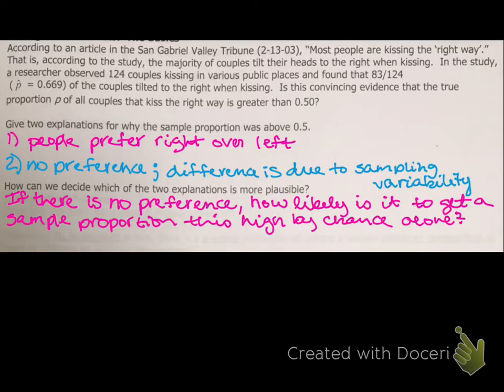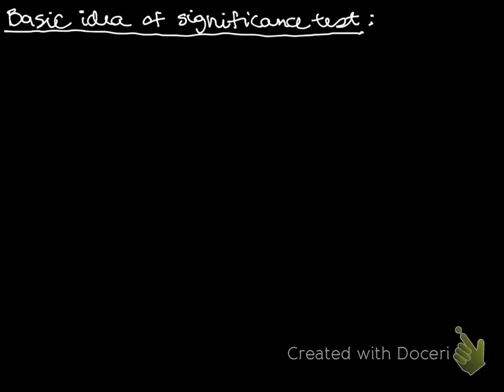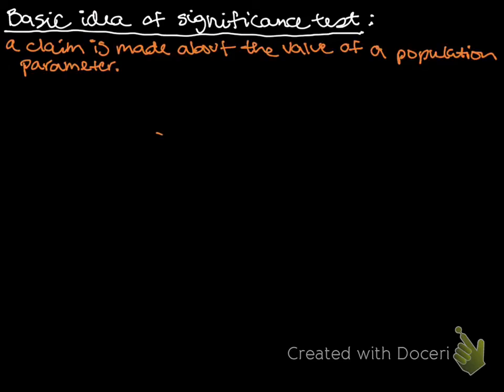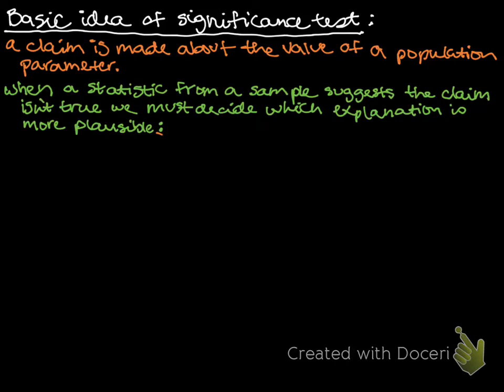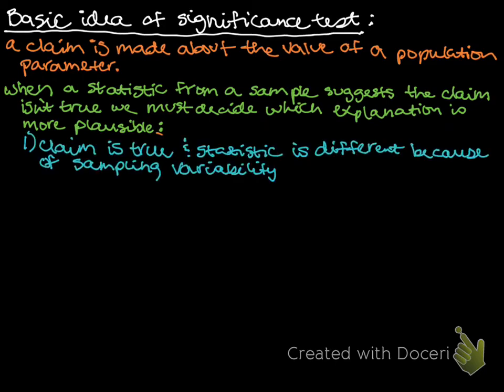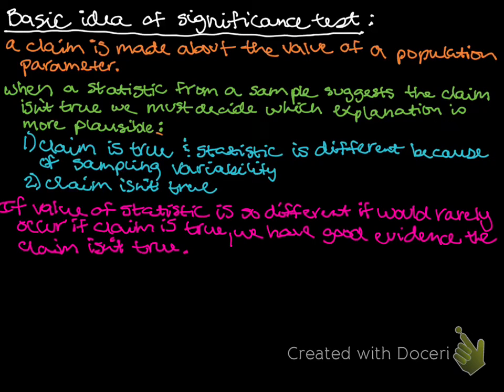So what is the basic idea of a significance test? A claim is made about the value of a population parameter, in this case, the population proportion of all couples that kiss the right way. When a statistic from a sample suggests the claim isn't true, we must decide which explanation is more plausible: 1, the claim is true and the statistic is different because of sampling variability, or 2, the claim isn't true at all. If the value of the statistic is so different it would rarely occur if the claim is true, you have good evidence the claim isn't true.